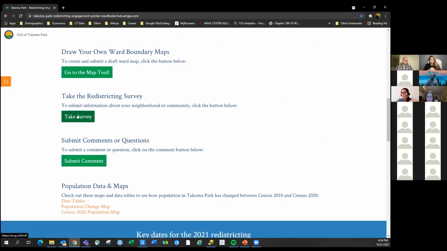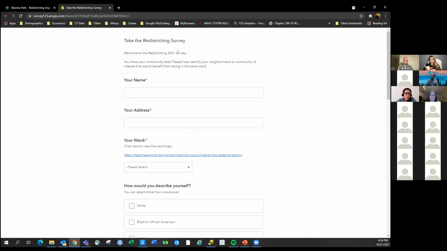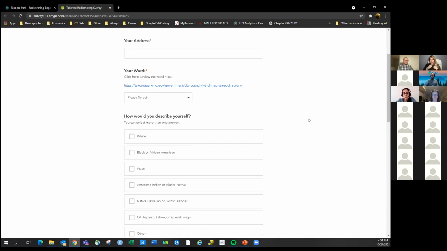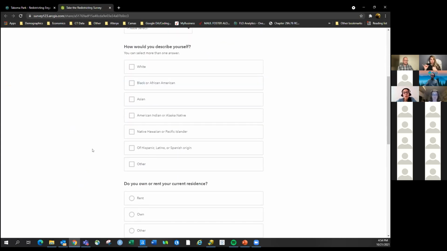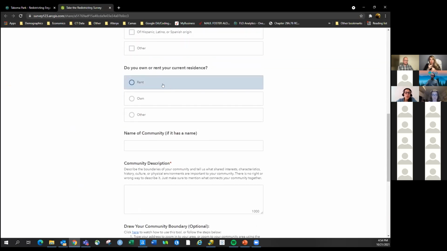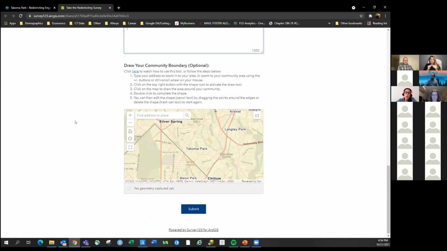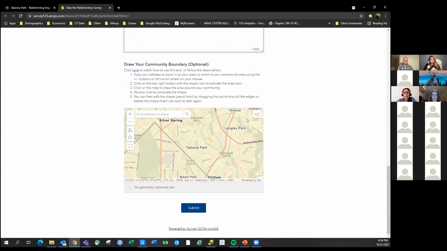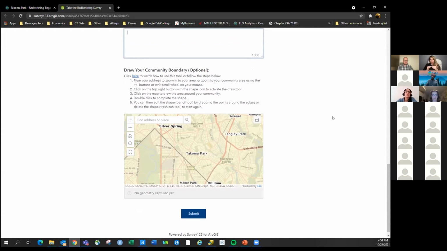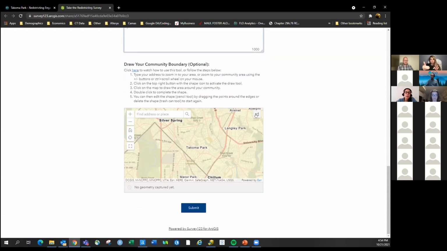Start with the Take the Redistricting Survey. If you click that link there, it'll take you to the form where you'll fill out your name, your address, the ward you live in, and the race or ethnicity information if you would like to. A little bit about whether you own or rent your current residence, and then the name of your community and a community description. You also have an opportunity here to draw a community of interest, so you don't have to type out street by street directions, which can be a fairly laborious process.